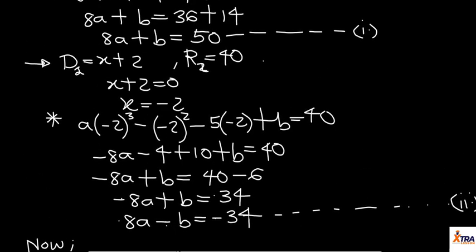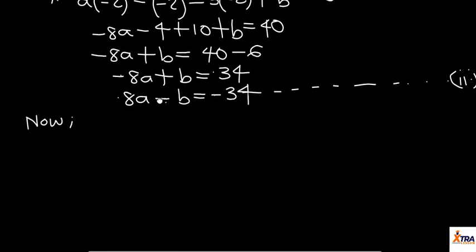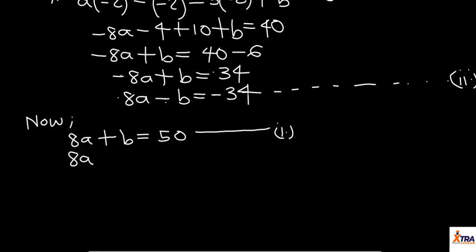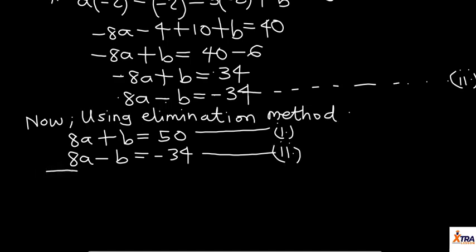Since we have equation 1 and equation 2, we know we need to solve them simultaneously. Equation 1 is 8a plus b equals 50. Equation 2, 8a minus b equals minus 34. So we can solve using the elimination method of solving simultaneous equations. I can easily subtract equation 2 from equation 1 in such a way that 8a minus 8a will cancel out and give me 0. And then I'll have b minus minus b, which will give me plus 2b equals 50 minus minus 34.